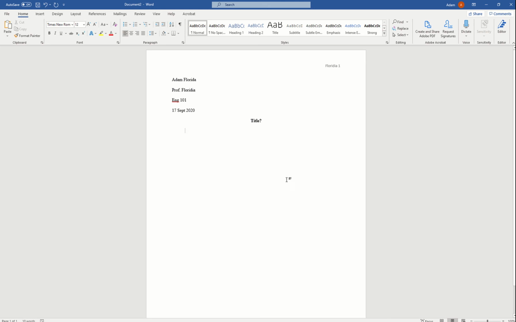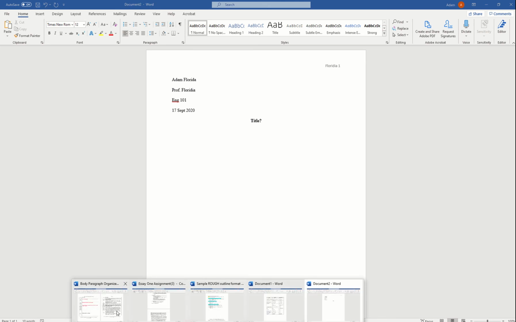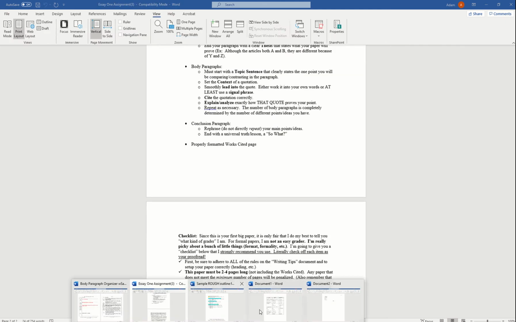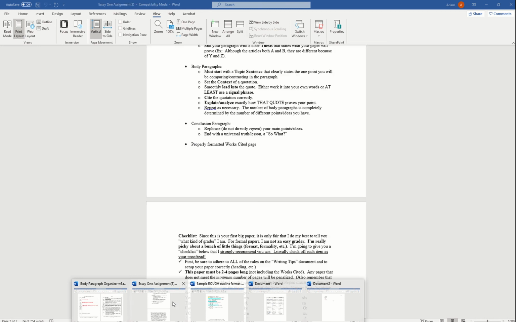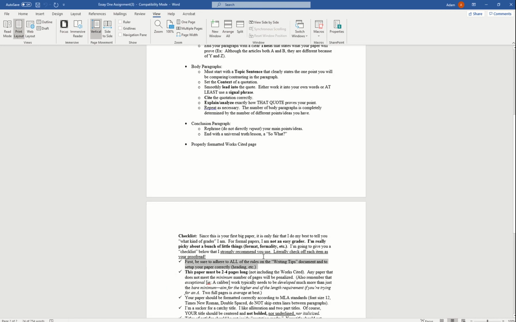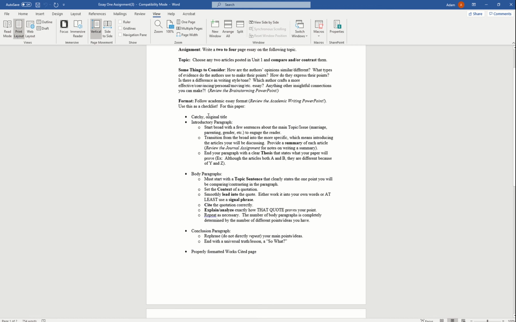Now the worst part, I'm staring at a blank white screen. What do I do? Ooh, I go to my outline. Which one was my outline? There's my outline. Okay. Oh, good. I've got all my ideas, but I didn't really do anything for the intro. But I know what to do. I need to start general and give a summary of each article and have a thesis. And when in doubt, I'm always going to go either to the academic writing PowerPoint, which gives a whole lot of detail, and I'm going to review that if I need, or I'm going to go right here.